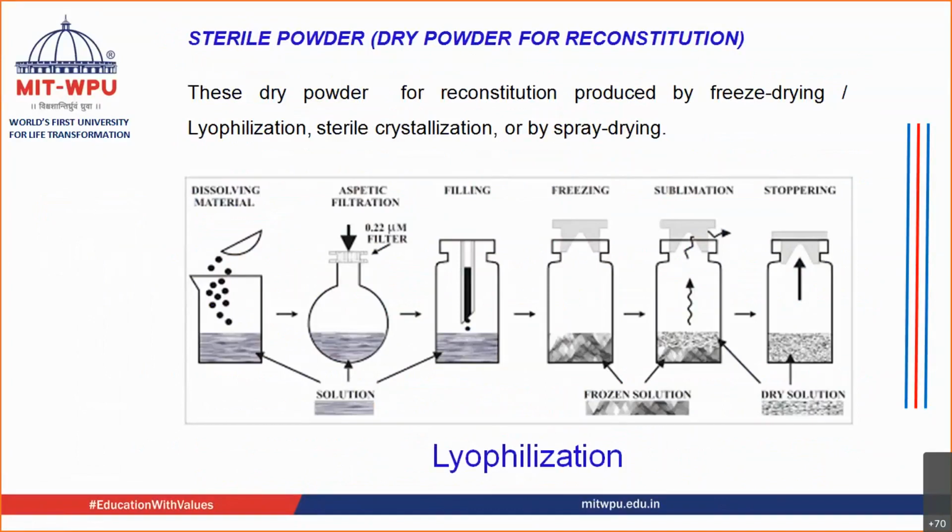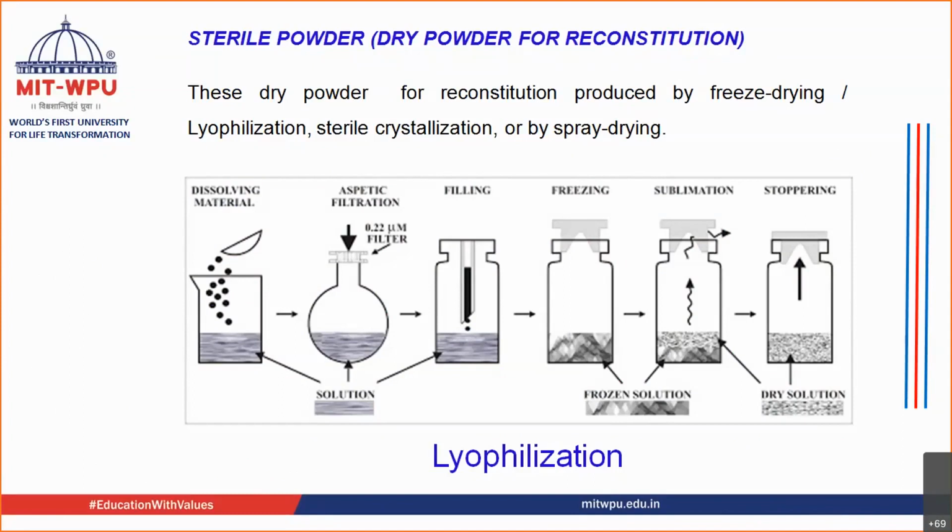Now sterile powders are also called dry powder for reconstitution, because powders cannot be given directly through injectables. So we have to convert these powders first into suspensions, or they might be solutions. When you convert them into a suspension or a solution, only then can you give this formulation to your patient through injectables.